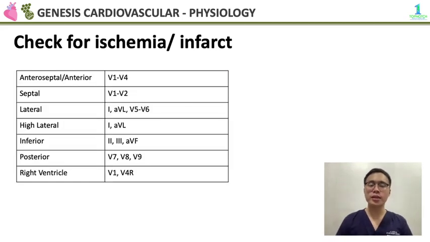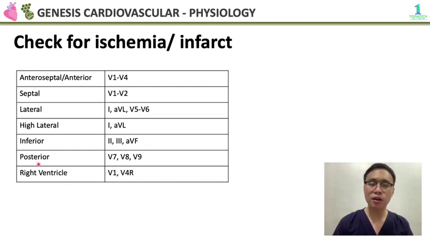So again, how do we say they are contiguous? If you have V1 to V4, this would represent anteroseptal. If you have V1 to V2, T-wave inversions, ST depressions, or ST elevation, that would represent septal. V5, V6, that's lateral. High lateral would be 1 and AVL. Inferior leads, you have 2, 3, AVF.